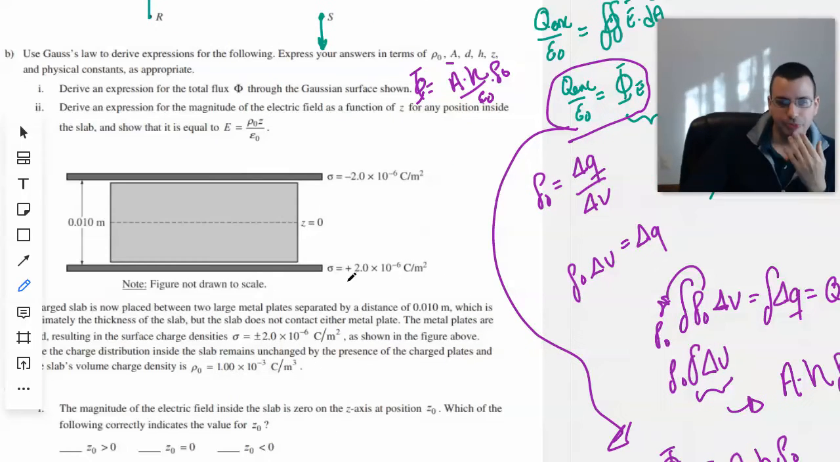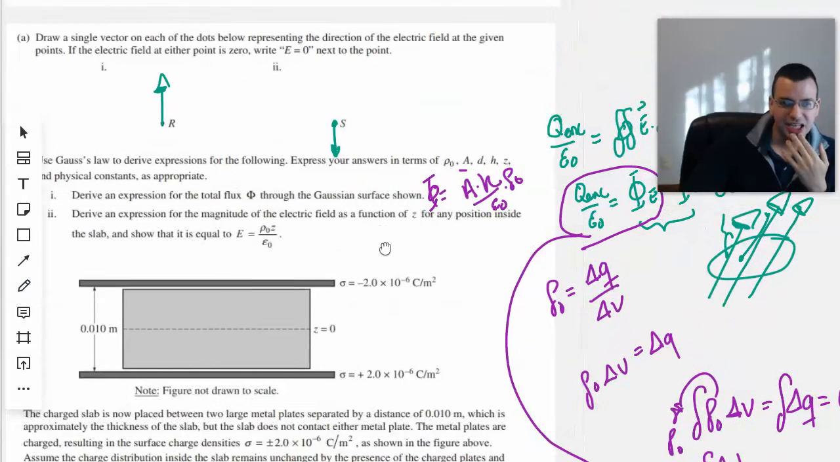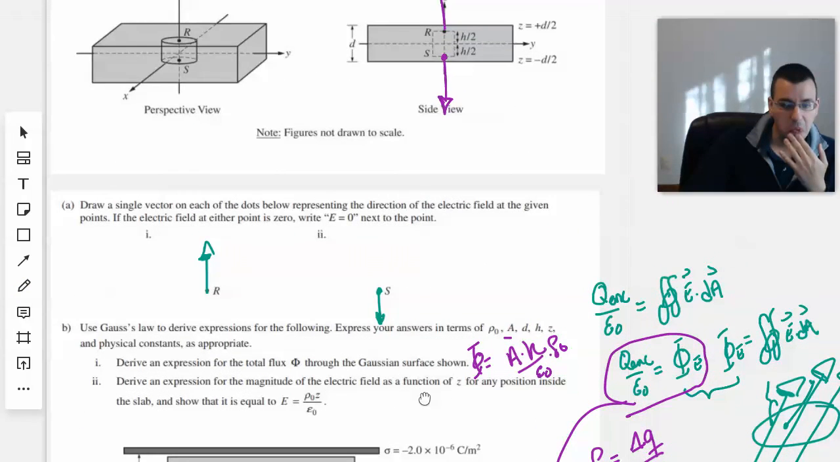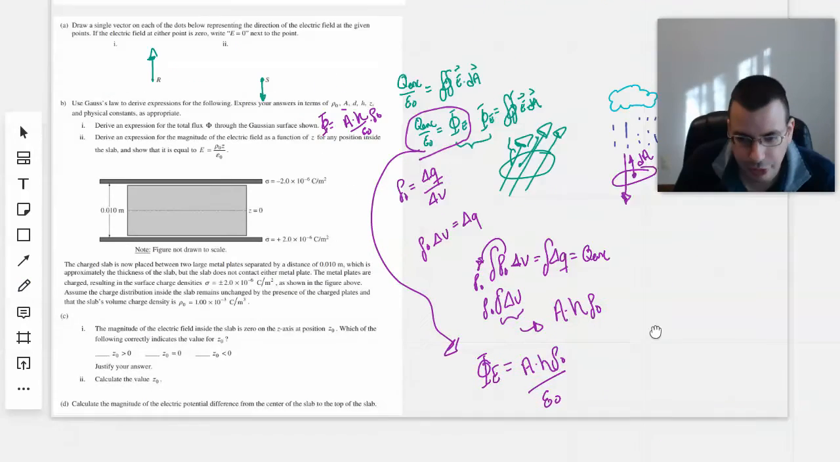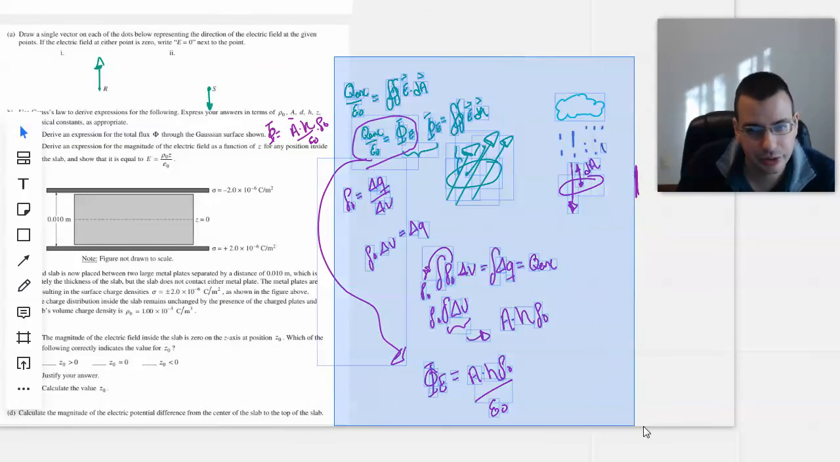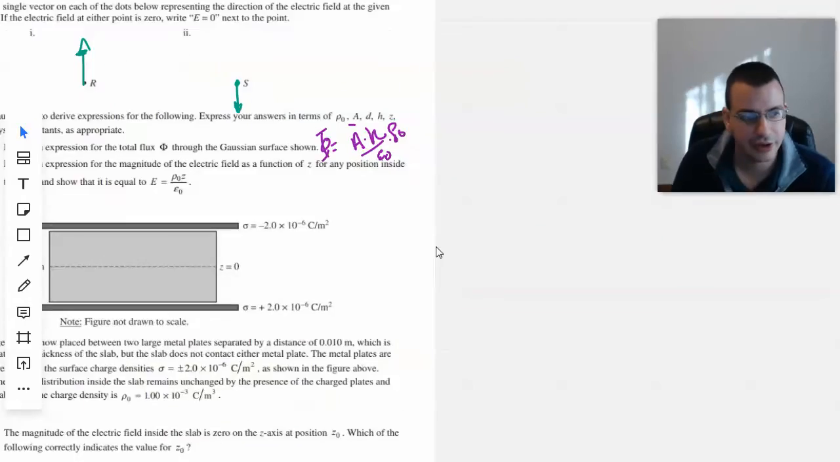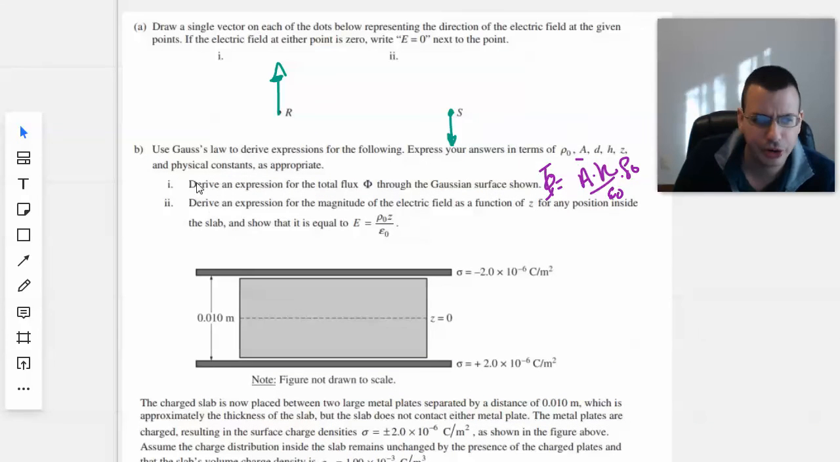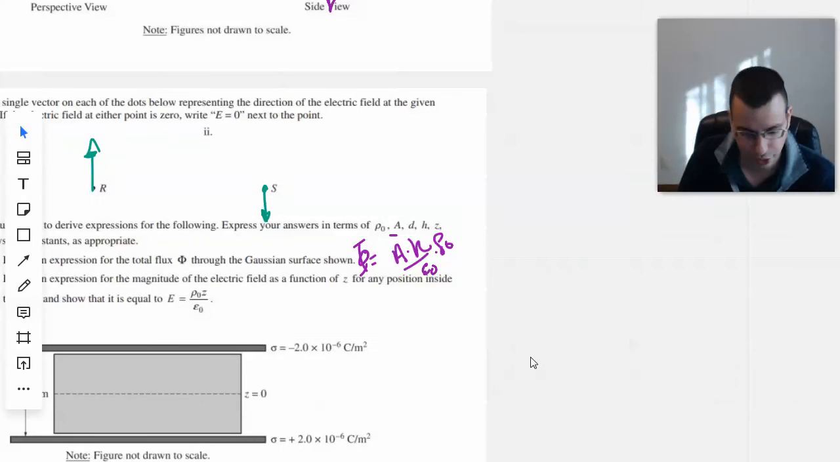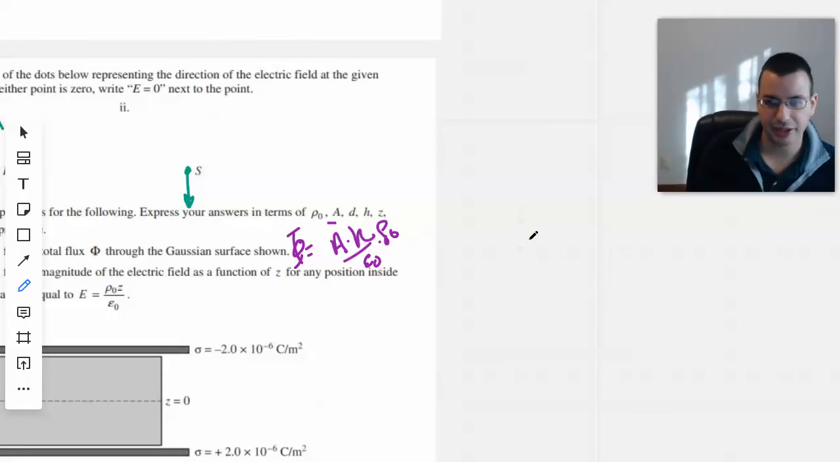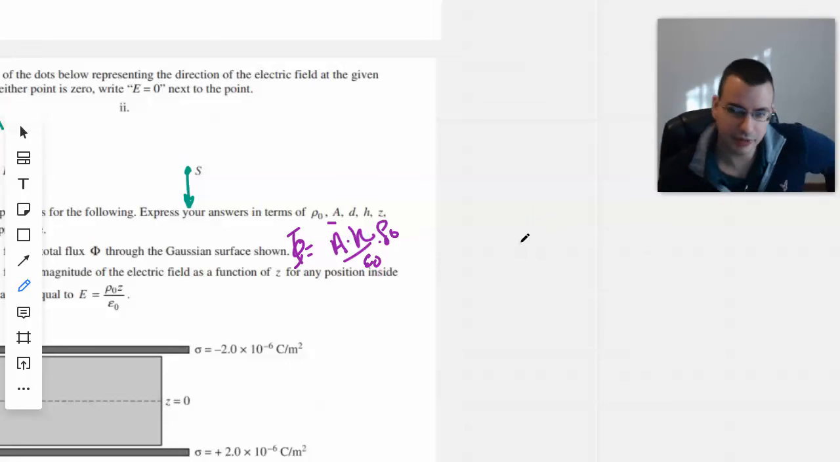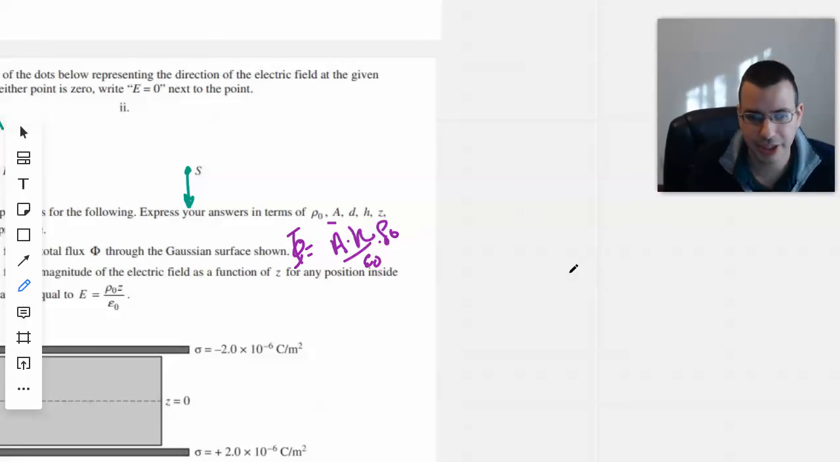Okay, so for this point, we're going to say that H equals Z. So I'm going to quickly erase this, give myself some space. And so I'm basically going to ignore the first part and say derive an expression for the magnitude of the electric field as a function of Z for any position inside the slab. And then they give us the answer just so we don't get too far astray. Okay, so I think we did something similar on the previous question, so this should make sense.